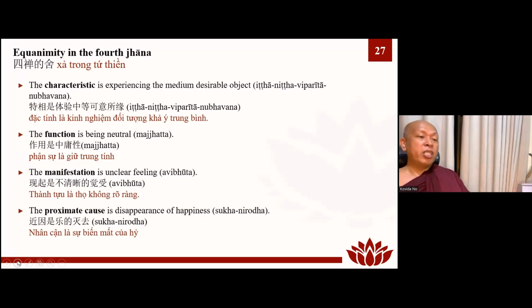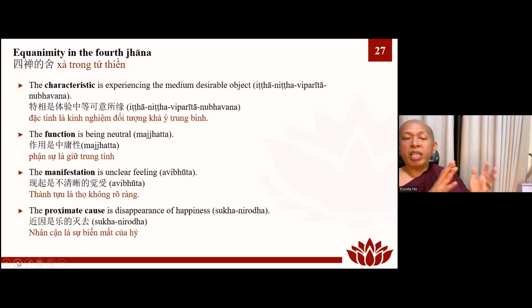The function is being neutral to objects, we can say. The manifestation is unclear feeling. So that means the feeling is not very clear. That means neither happiness nor unhappiness is very clear, right? Then the proximate cause is the disappearance of happiness, sukha nirodha. These are the equanimities in the list.